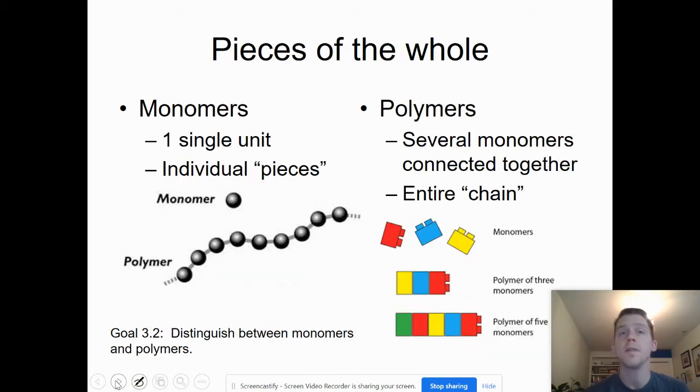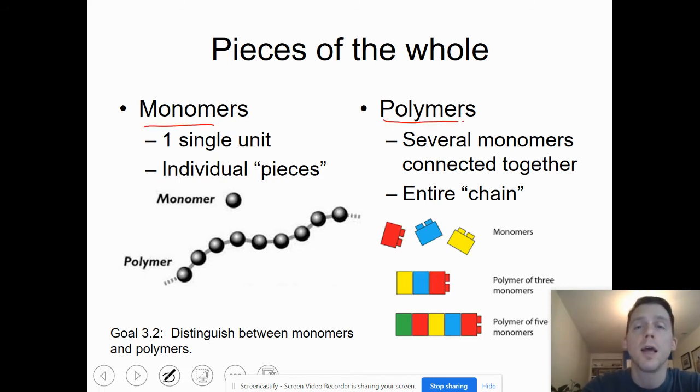So what do we call these pieces? Well, some of these pieces we refer to as monomers. A monomer is a single piece or a single unit. When we build or synthesize all of these monomers into something bigger, we call that bigger structure a polymer. A polymer is several monomers connected together, or a giant chain.